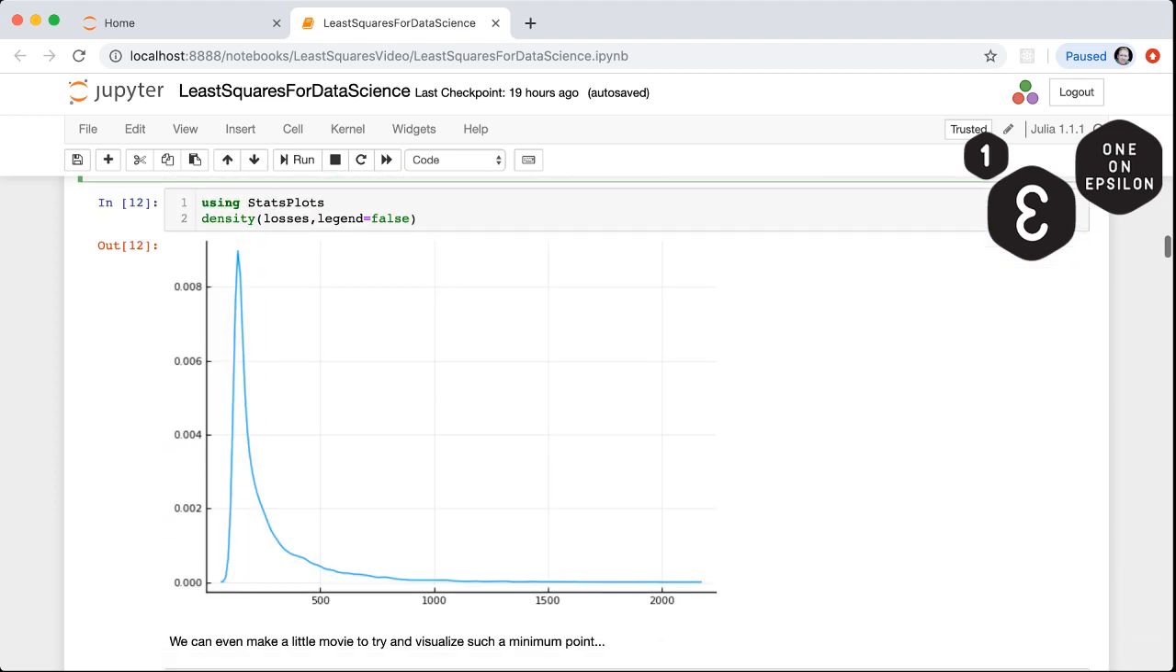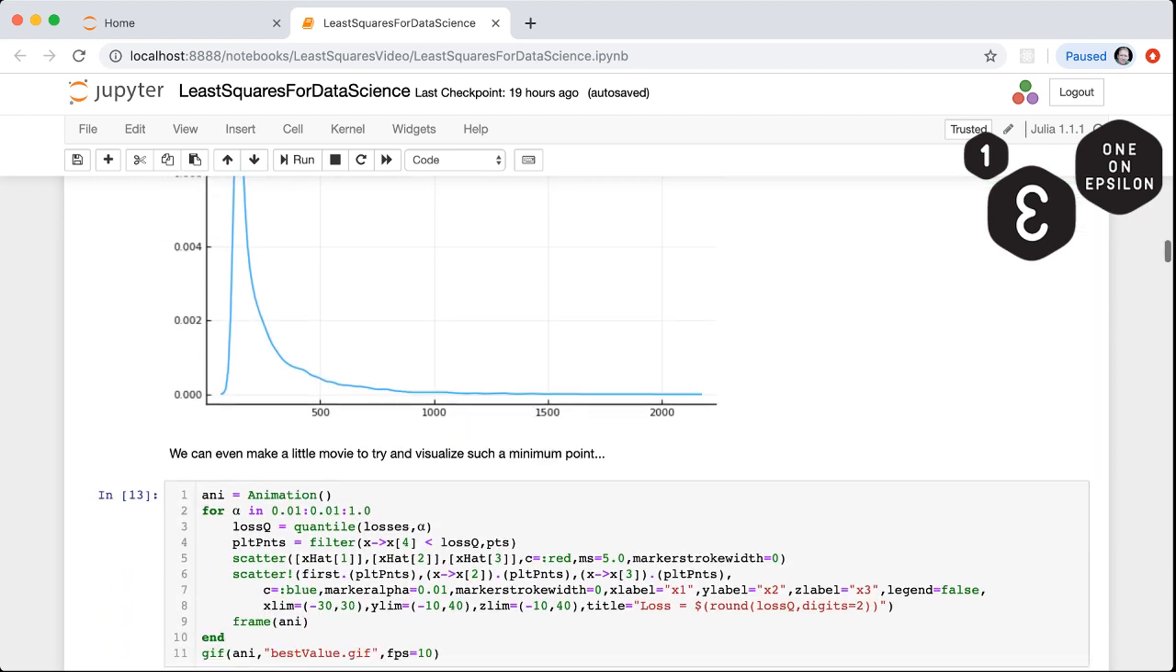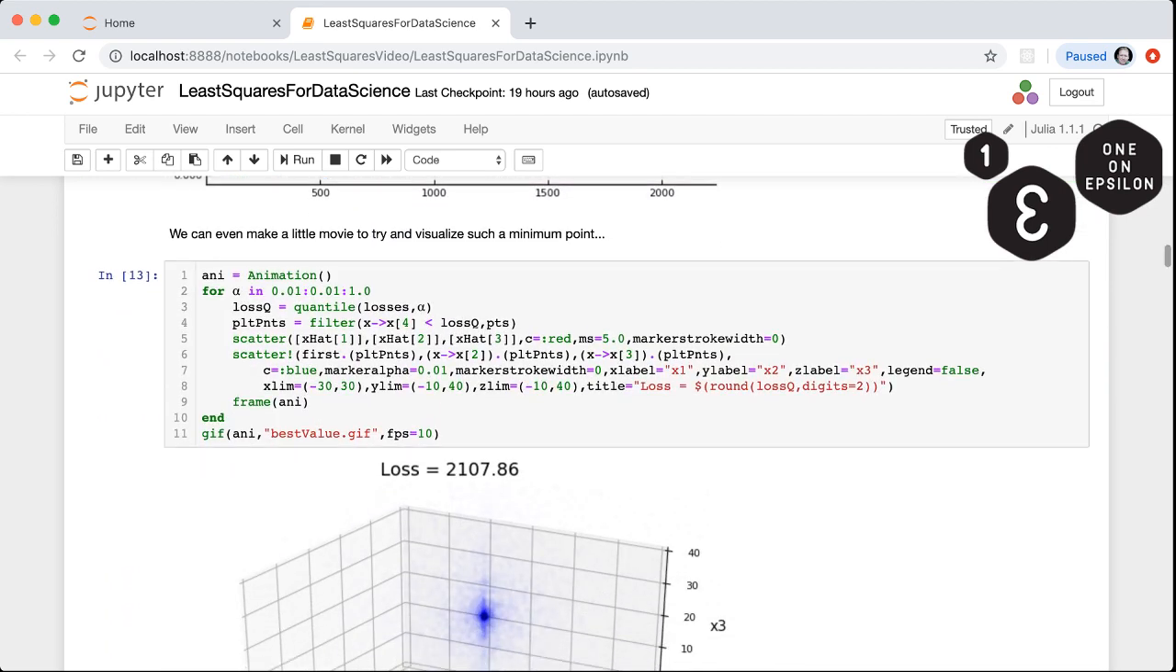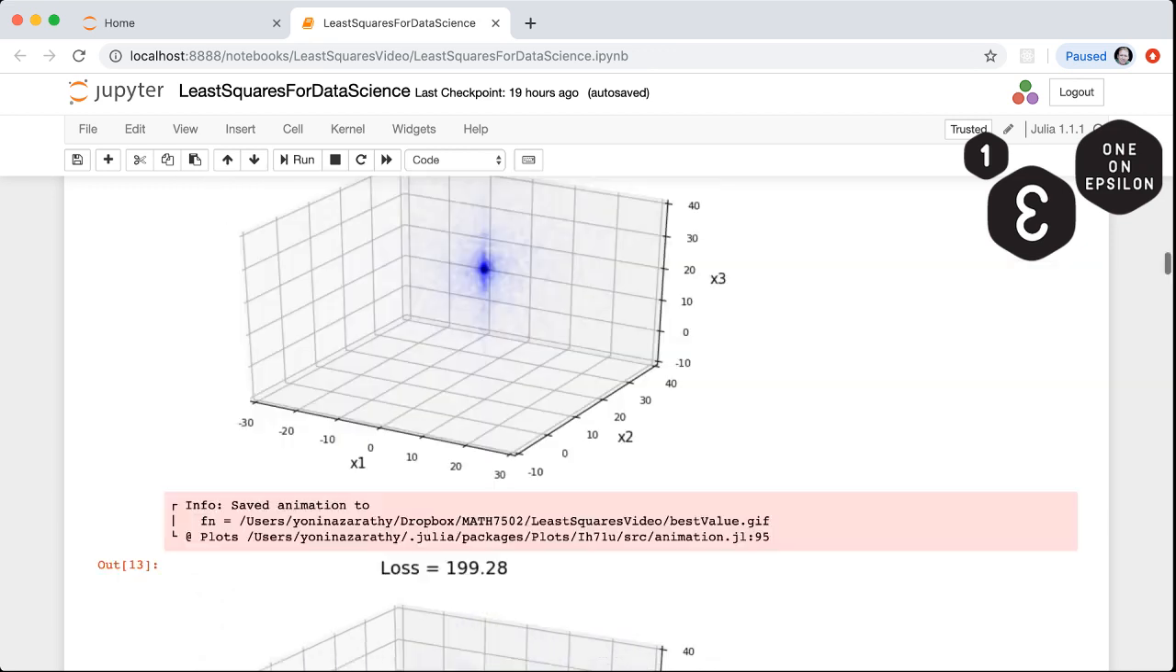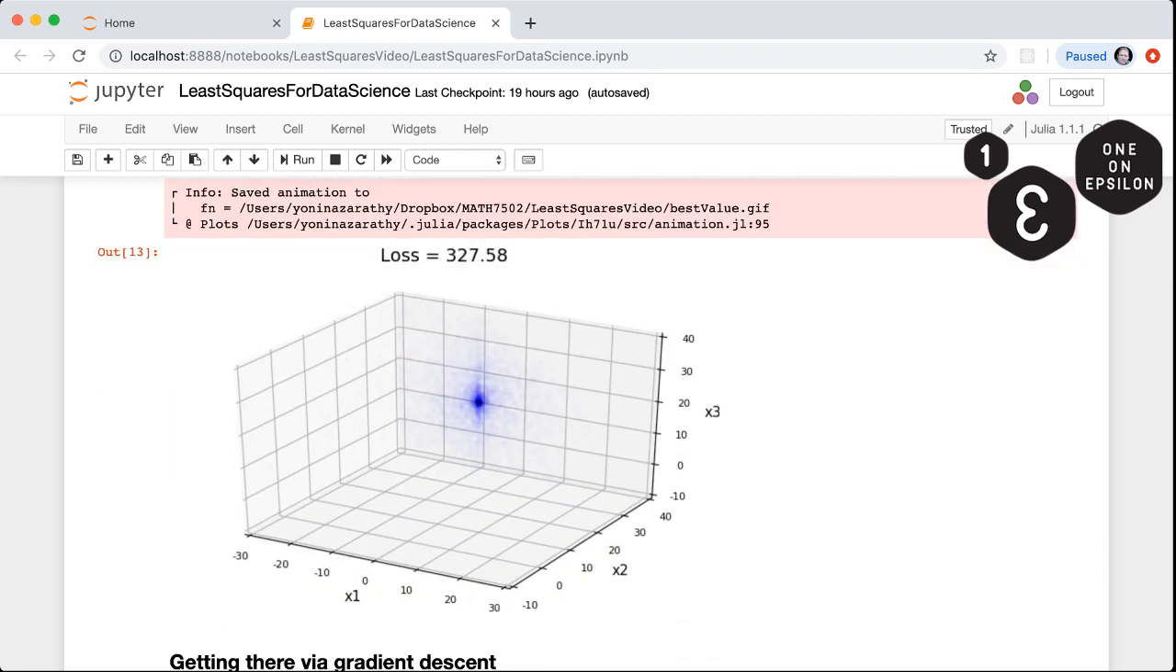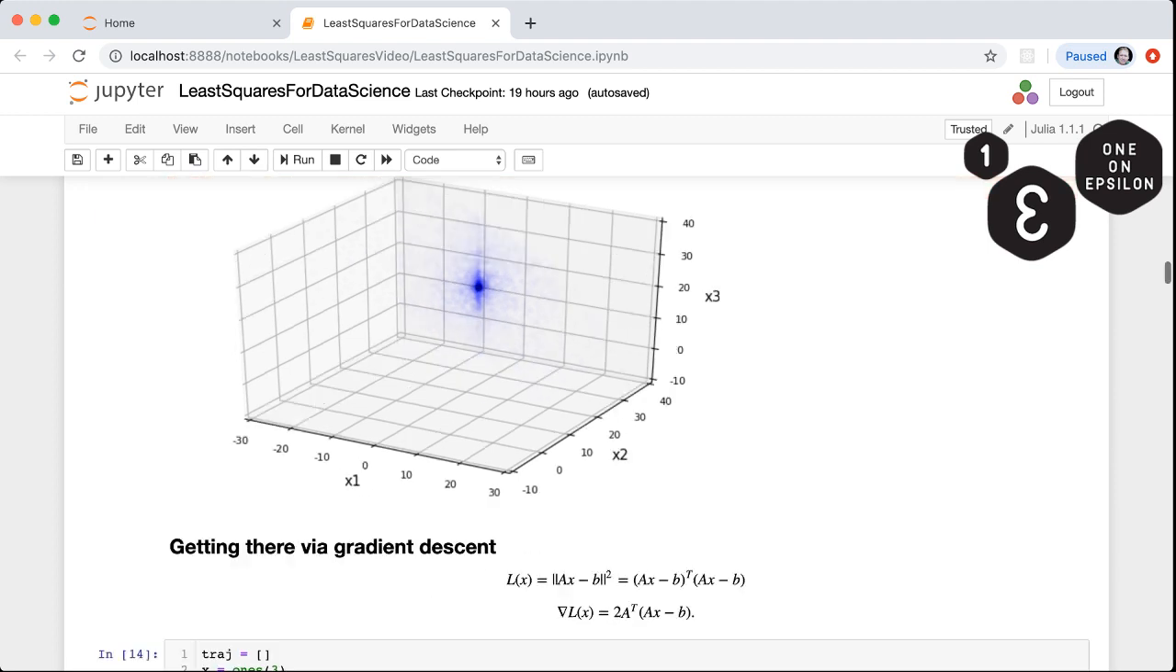And if we look at the distribution of the losses, here's a kernel density estimate of it. We can even create an animation to demonstrate this. So here we have x1, x2, x3. That central point in red is x hat with a loss of about 130. And when we start to take points around it and expand farther and farther, our loss just increases. So that is indeed the optimal point. This is not a proof, but a demonstration.